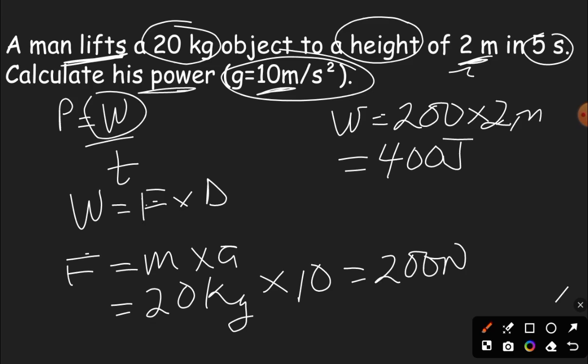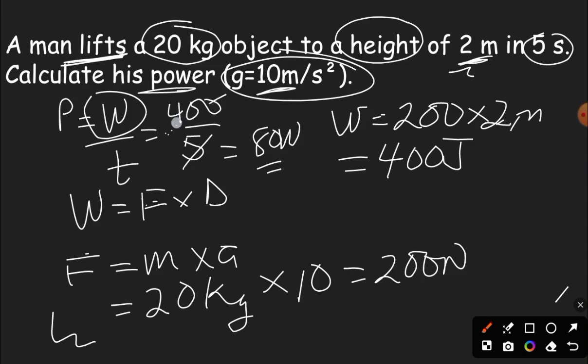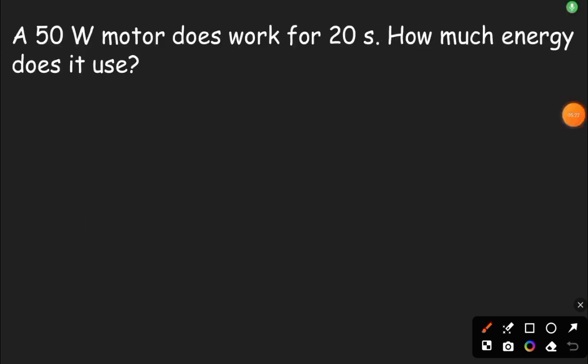Now that you have the work, you can find your power now. Work is 400 joules over the time, 5 seconds. Now working this out, you are going to have 80 watts. 5 here, 1, 5 here, 80. So a 50 watt motor does work for 20 seconds. How much energy does it use?